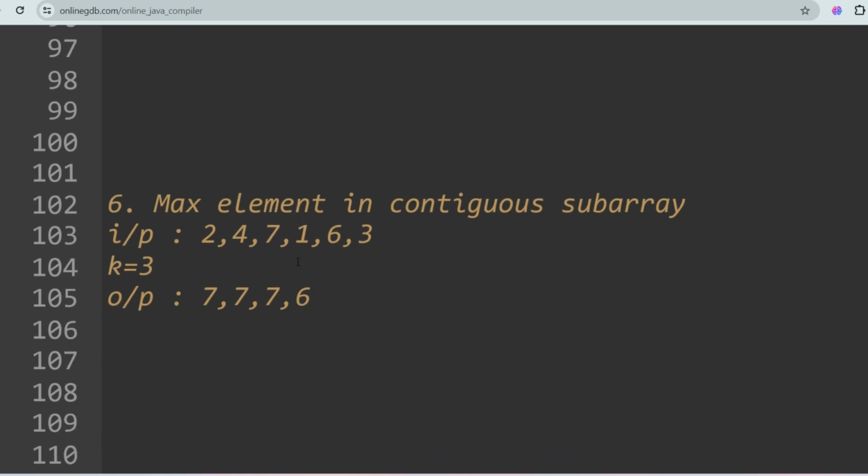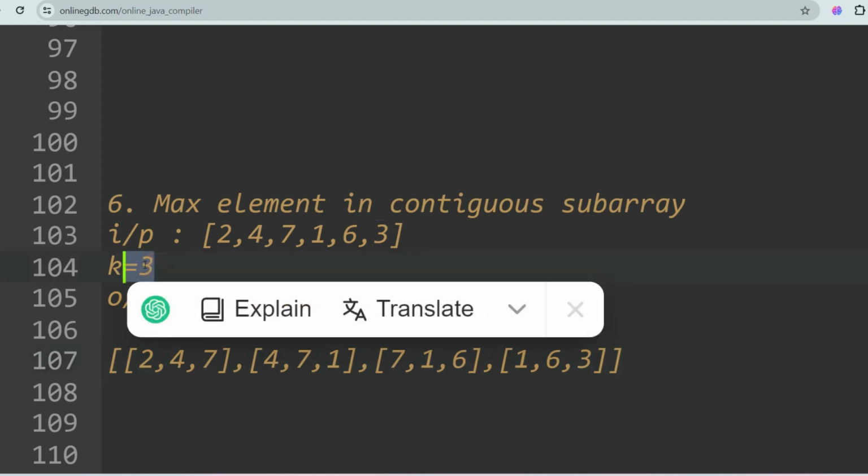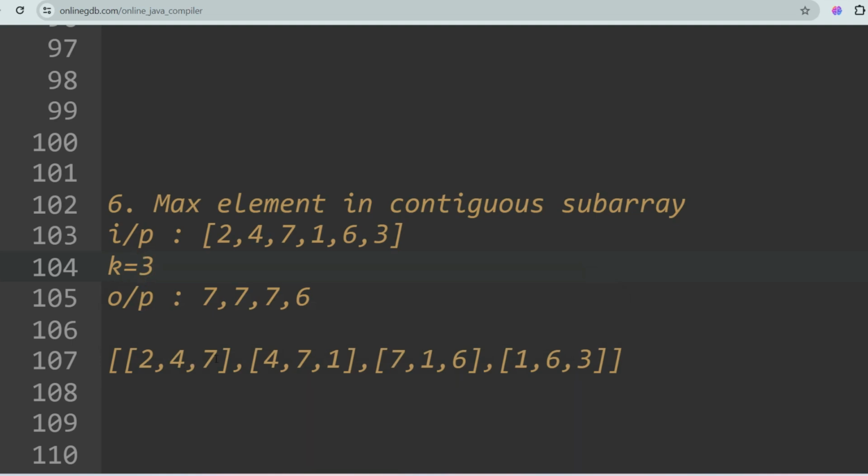So the next problem is maximum element in contiguous subarray, right? In this problem, you are given an array as an input, and also the length of the subarray, and you have to get all the maximum values from the contiguous subarrays. So you have to get all the subarrays of this length. Then you have to print the maximum values from each contiguous subarray, right?